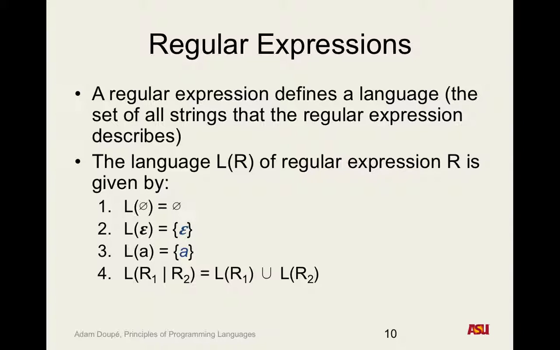That's kind of what we're doing right here. The bar symbol by itself doesn't mean anything. All it means is that when we see the bar, we know exactly how to operate. We can replace R1 bar R2 with the language described by R1 union the language described by R2, and then we follow all the rest of the rules. So if A was R1, we would replace L of A with the set containing A, and if R2 was the regular expression B, we'd replace L of B with the set containing B, take the union, and that result would be the set containing A and B.